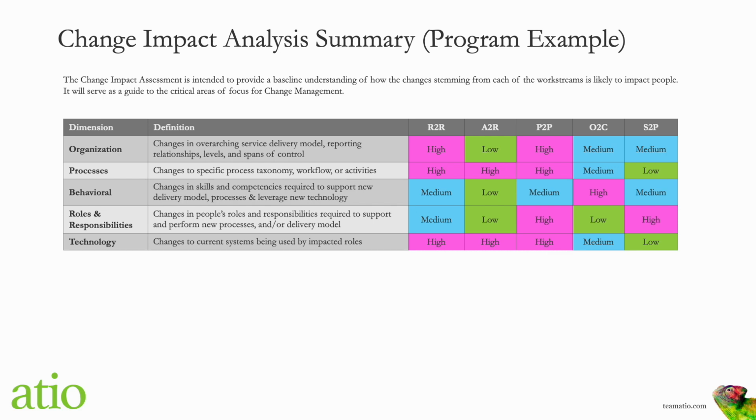This next example is another change impact analysis. It's a summary view for a program. And what it's showing you is, on the left-hand side, we've used 5 different dimensions or lenses in order to summarize the change impacts on 5 different projects, which are the 5 right-hand columns in the table.